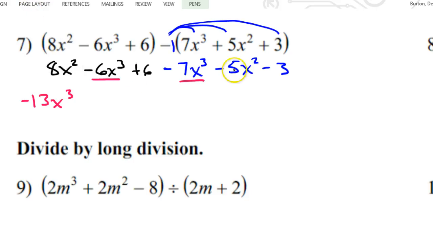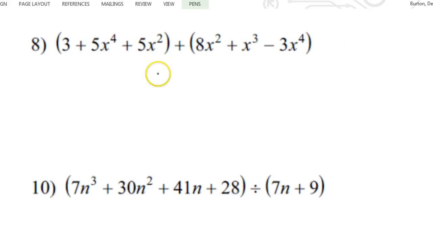Okay, quadratic. I see quadratic here and quadratic here. Positive 8 and negative 5 make 3, so that'll be positive 3x squared. Notice how I keep these in order by degree, descending exponent order. That's what you want. After quadratic comes linear, but I don't see any linear terms. There are no terms that just have that plain x. So next comes constant, and I do have constant here and here. So 6 minus 3 is 3. So that'll be plus 3. So that is the answer for number 7.